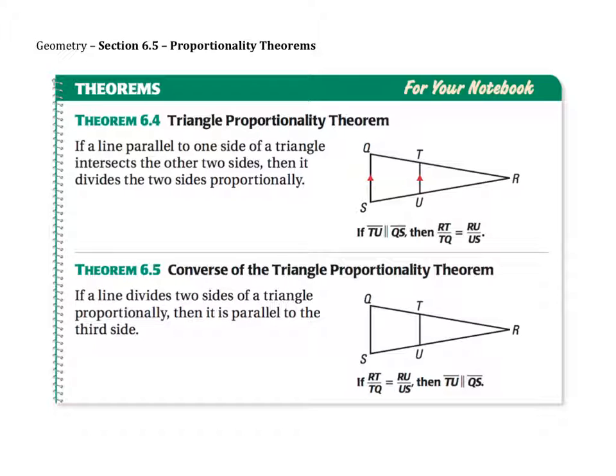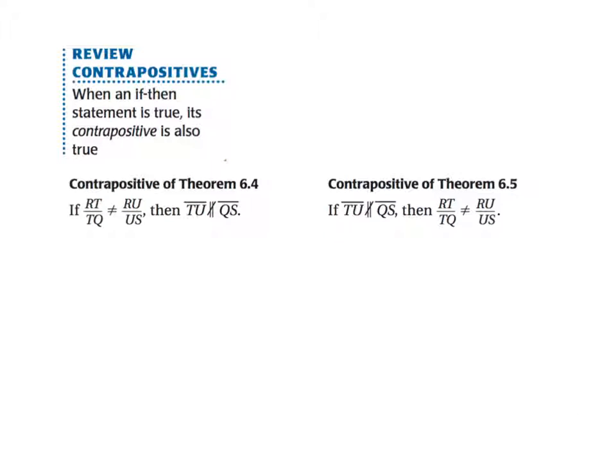We would also know that their contrapositives are true. So let's first review what contrapositives are. Remember, in a contrapositive, you flip the hypothesis and the conclusion around, and you also negate them. So when an if-then statement is true, its contrapositive is also true.